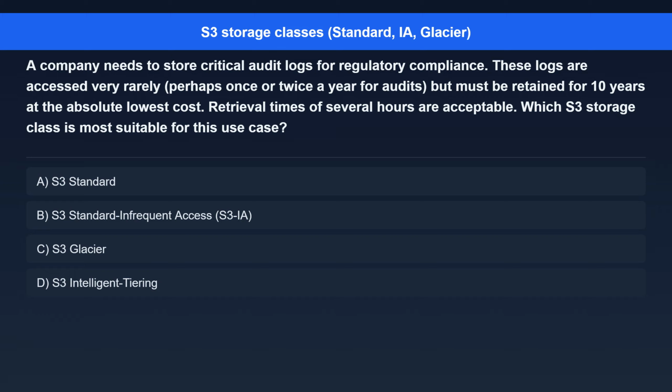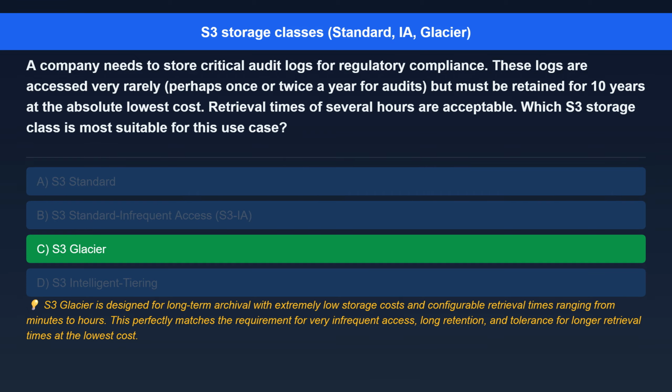Option A. S3 Standard. Option B. S3 Standard-Infrequent Access, S3 IA. Option C. S3 Glacier. Option D. S3 Intelligent-Tiering. The correct answer is S3 Glacier. Here's the explanation.